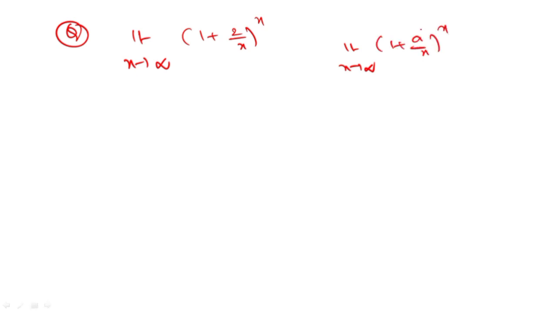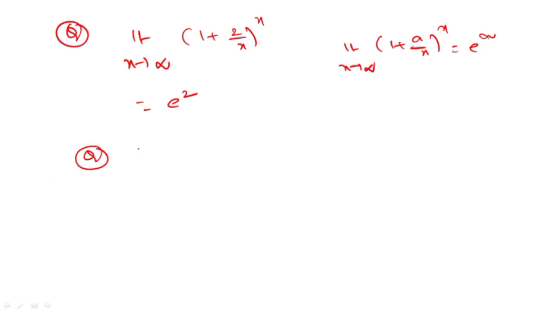Another problem: limit x tends to infinity of 1 plus 2 by x whole power x. For this we have to use the formula limit x tends to infinity of 1 plus a by x whole power x, which is nothing but e power a. So this is e power 2. Directly we write e power 2.